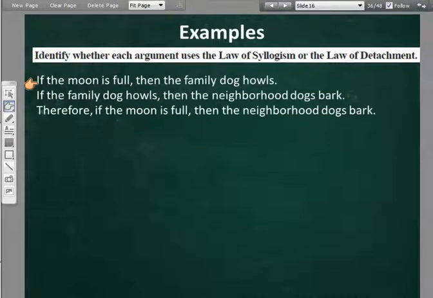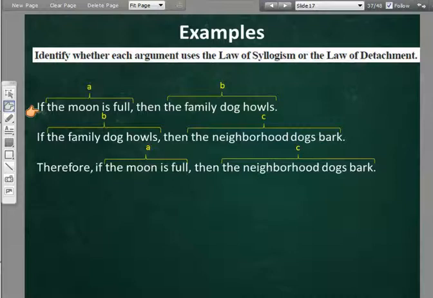If the moon is full, then the family dog howls. If the family dog howls, then the neighborhood dogs bark. Therefore, if the moon is full, then the neighborhood dogs bark. What I like to do is just, in the beginning, you need to break it down step by step.